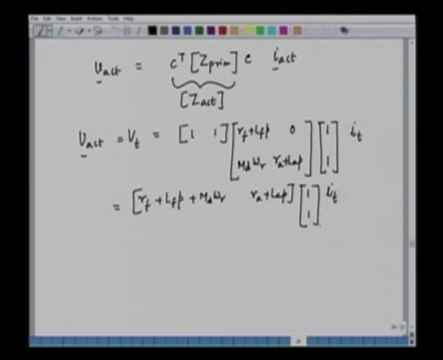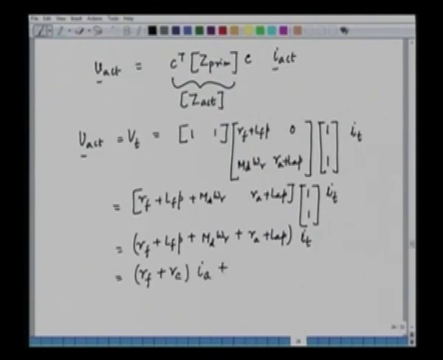and then we can post multiply this and see RF plus LFP plus MD omega R plus RA plus LAP. So, we can also simplify this. We will have RF plus RA into IA plus MD omega R IT plus LF plus LA into P of IT.